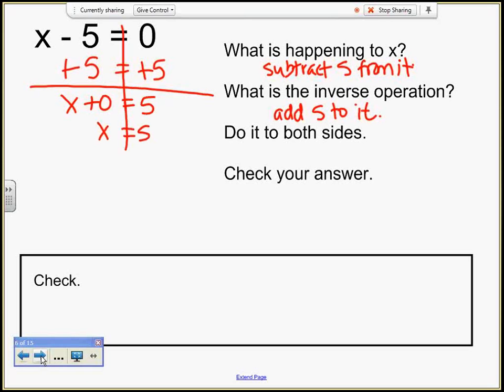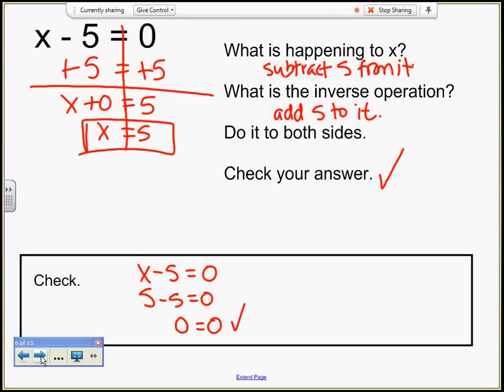Let's check our answers. So I have x minus 5 is equal to 0. Let's put 5 in for x. I have 5 minus 5 equals 0. Let's do 5 minus 5. 0 equals 0. Oh, yes, it does. Good job. It's checked. So my answer is x equals 5.